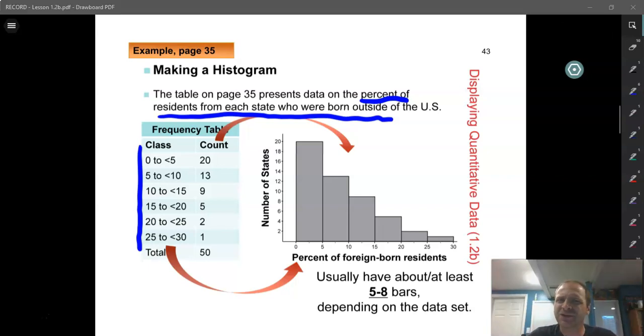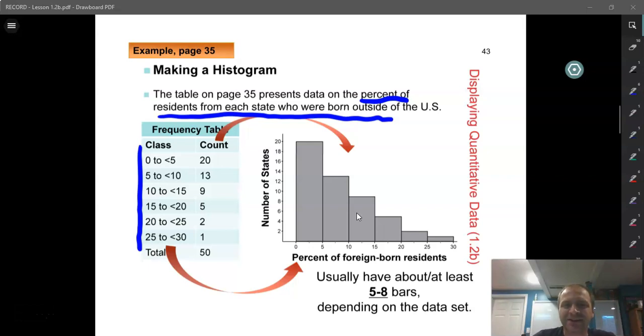What does that mean? That's where interpreting came in, 1.2a. When you have this skewed right distribution of the percent of residents from each state who are born outside the United States, that could mean a majority of states have fewer than 10% foreign-born residents. See that right here. If we look at where 10 is, you can see there's a lot of information over there. But we do have some of the states that have a larger proportion of residents from each state who were born outside the United States.